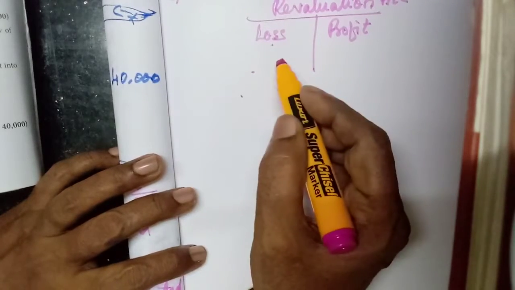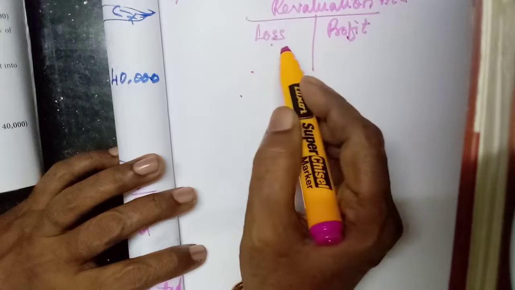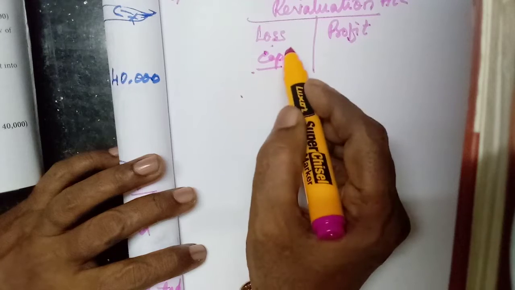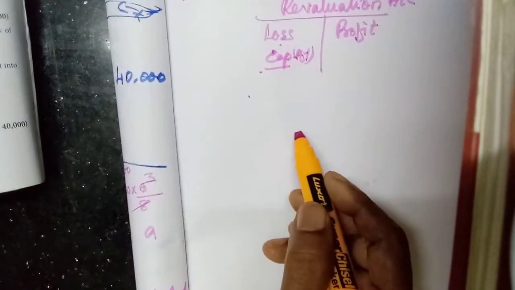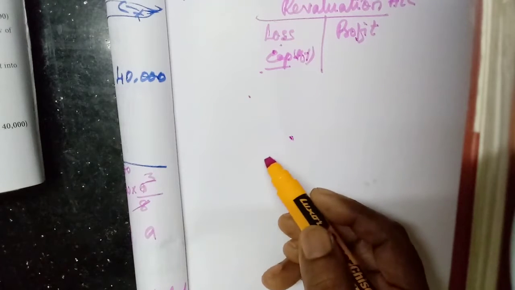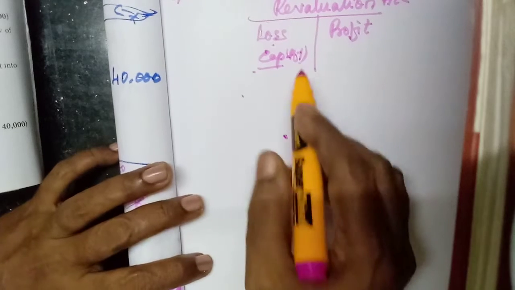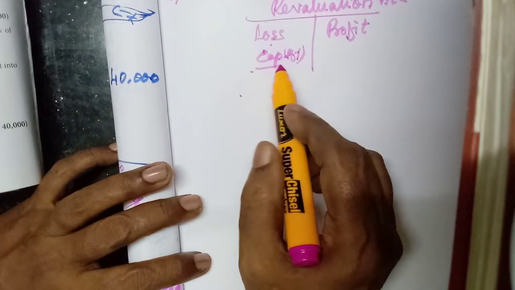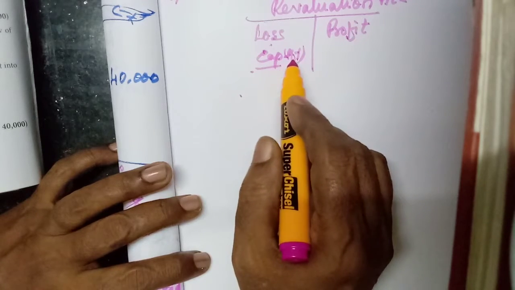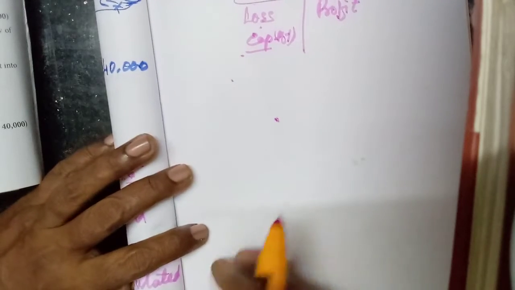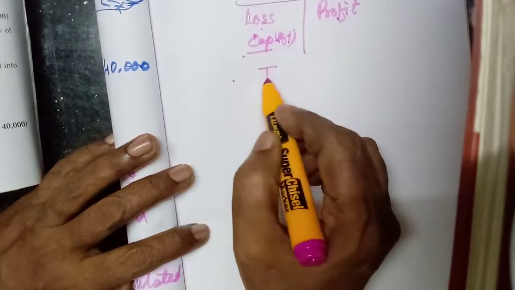And at last we will calculate the profit. If the profit or gain is more, we will get the balance on this side. Then it will be transferred to the partners' capital accounts. The profit from the revaluation account will be given to the partners in the old ratio. They will share it. So first we should prepare the journal entries.